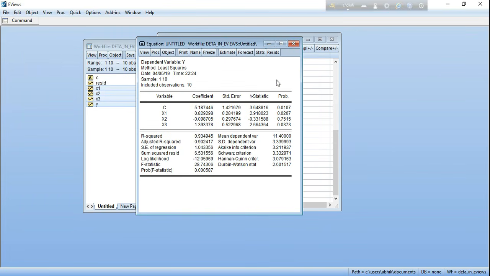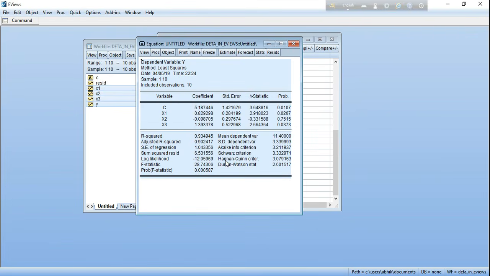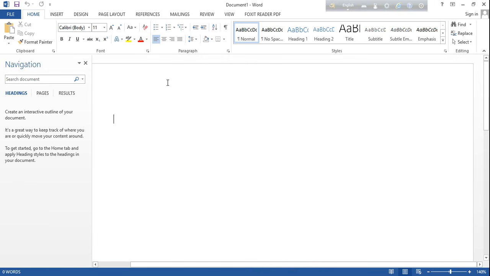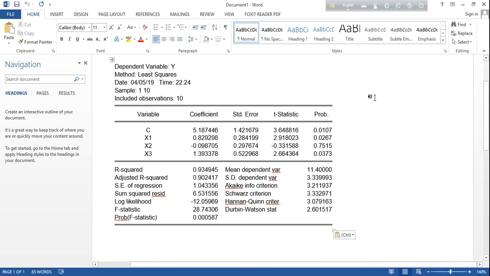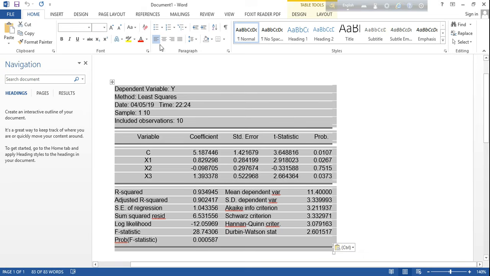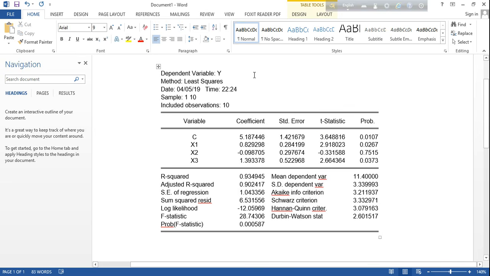So here is my outcome, and now we have to interpret this outcome, but the fonts are so small. For the convenience of the viewers, I will copy it, Ctrl A, copy, and I will paste it in MS Word. Here the fonts are now larger, and I'll bring it to the middle. Now we have to interpret this regression outcome.